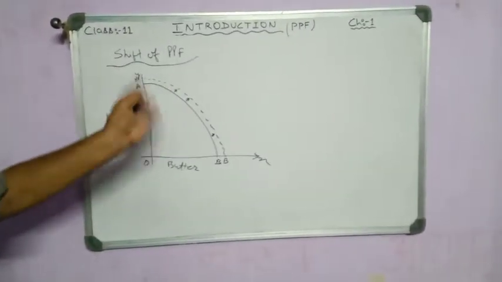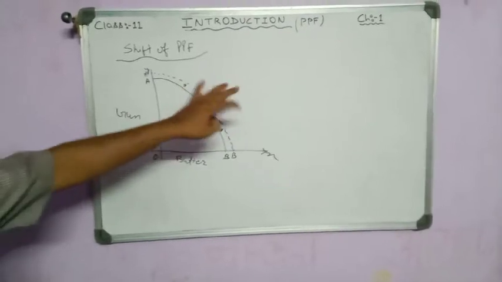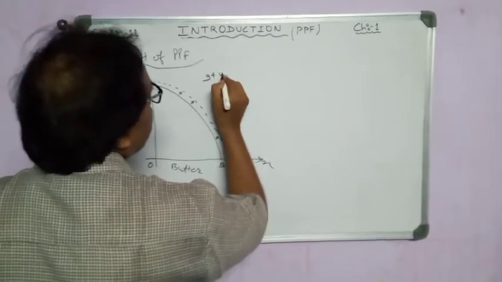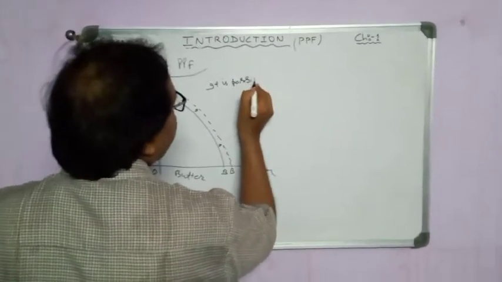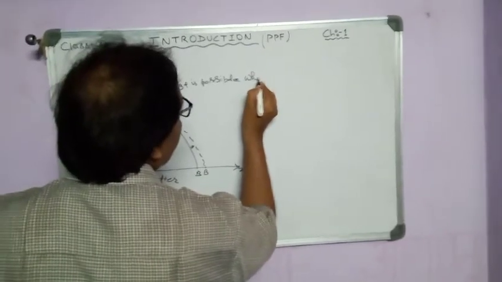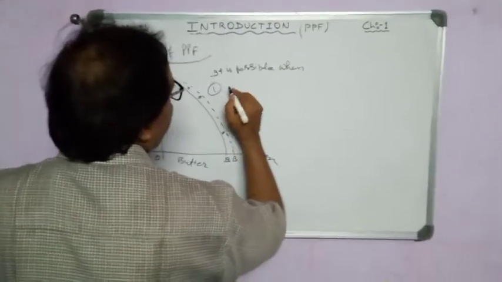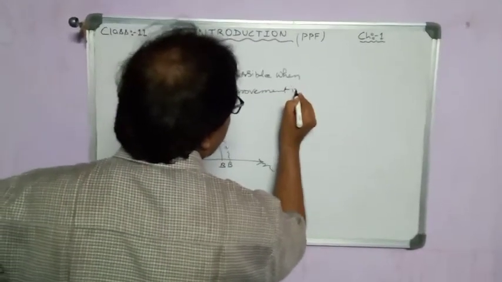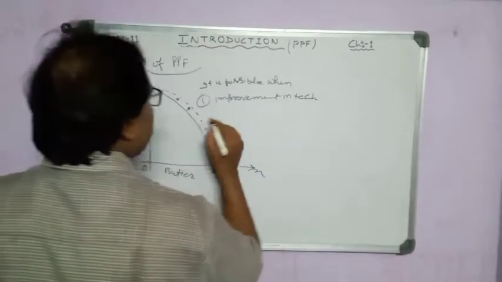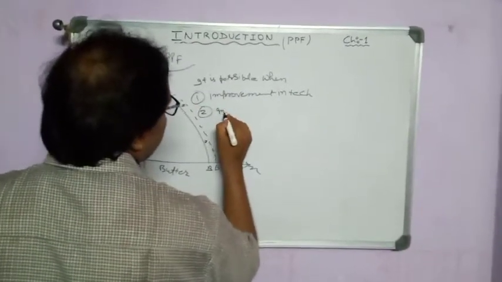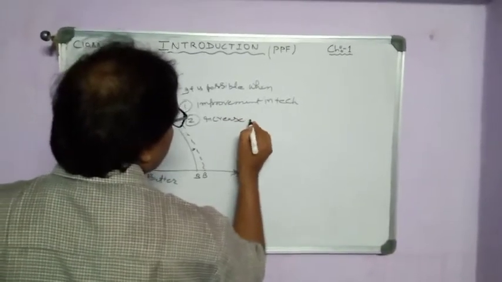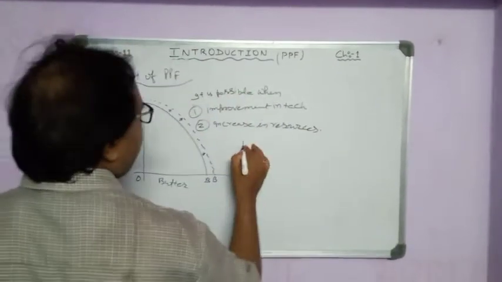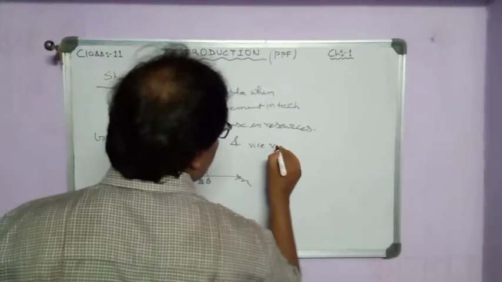The PPC or PPF will shift rightwards only when it is possible, when there is first, improvement in technology, and second, increase in resources, and vice versa.